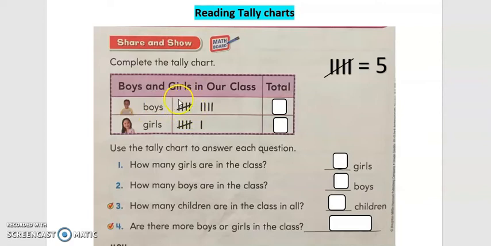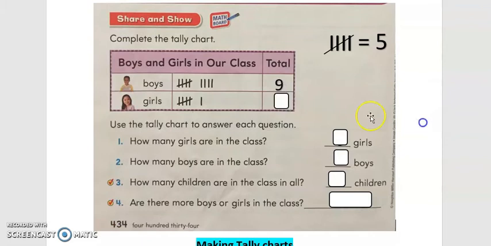We have the sign over here, so we know it's 5. 5, 6, 7, 8, 9. There are 9 boys, and we are going to write it over here. So write the number 9. The next one, girls. We know that this means 5 plus 1, 6. And we are going to write it on this side over here.